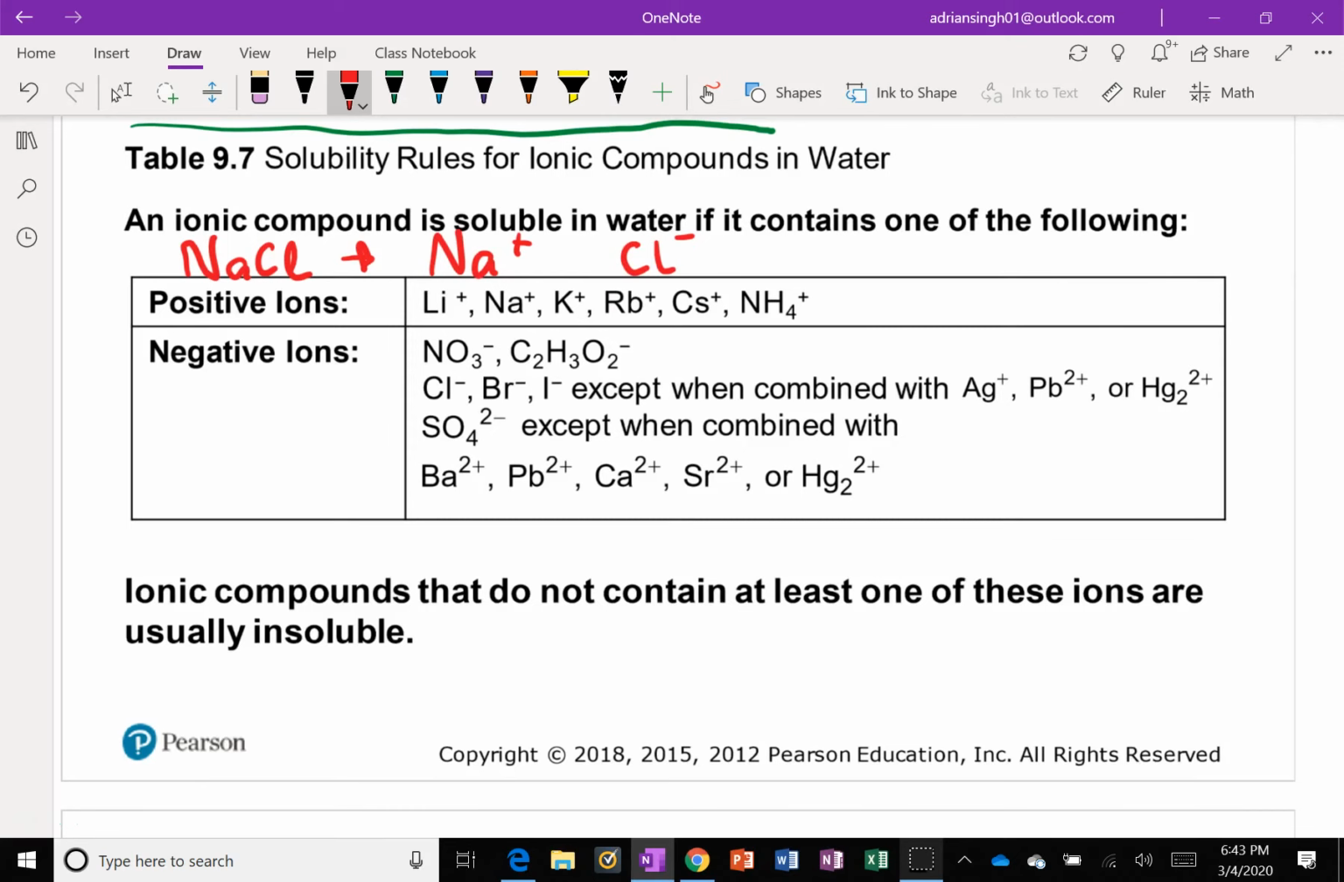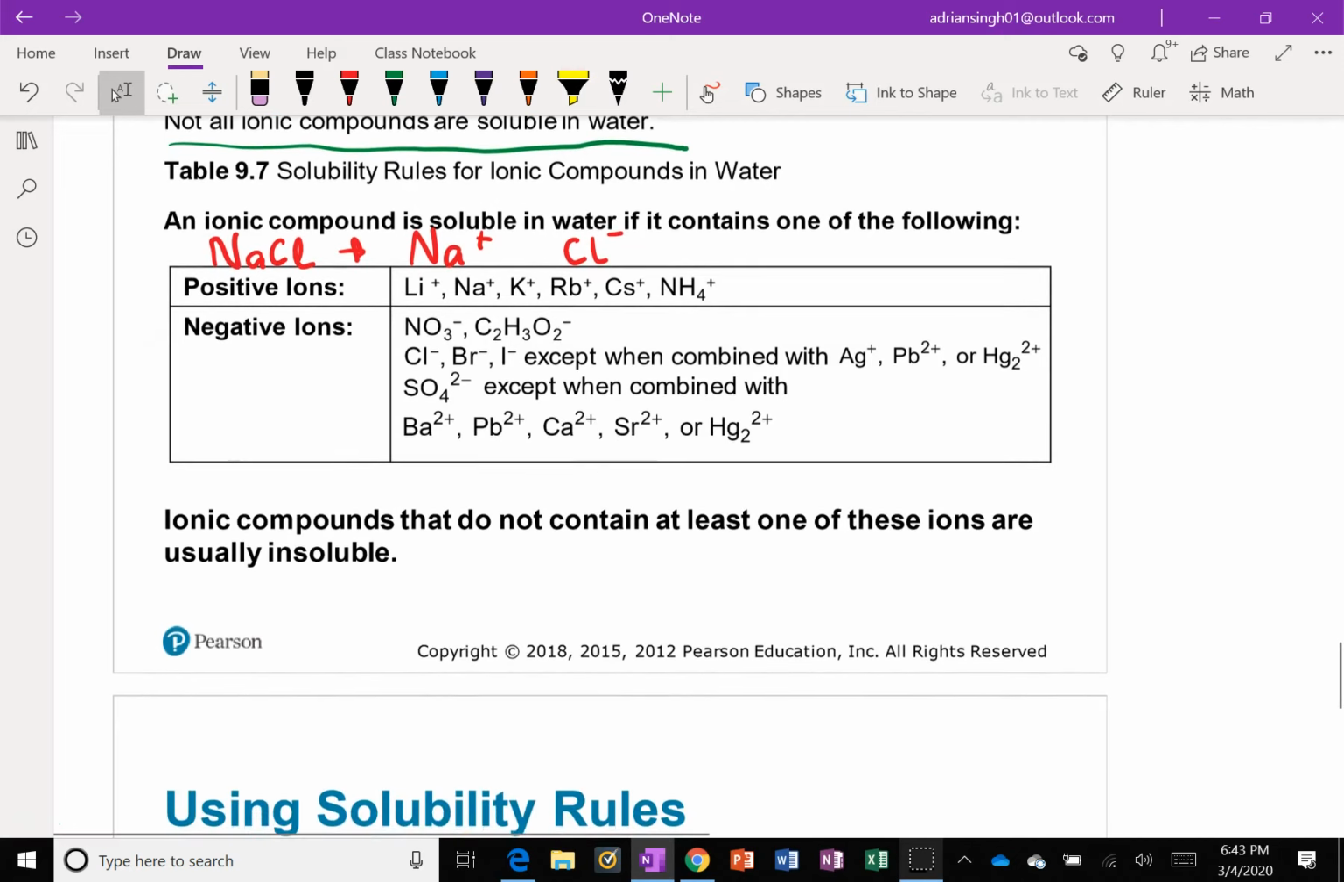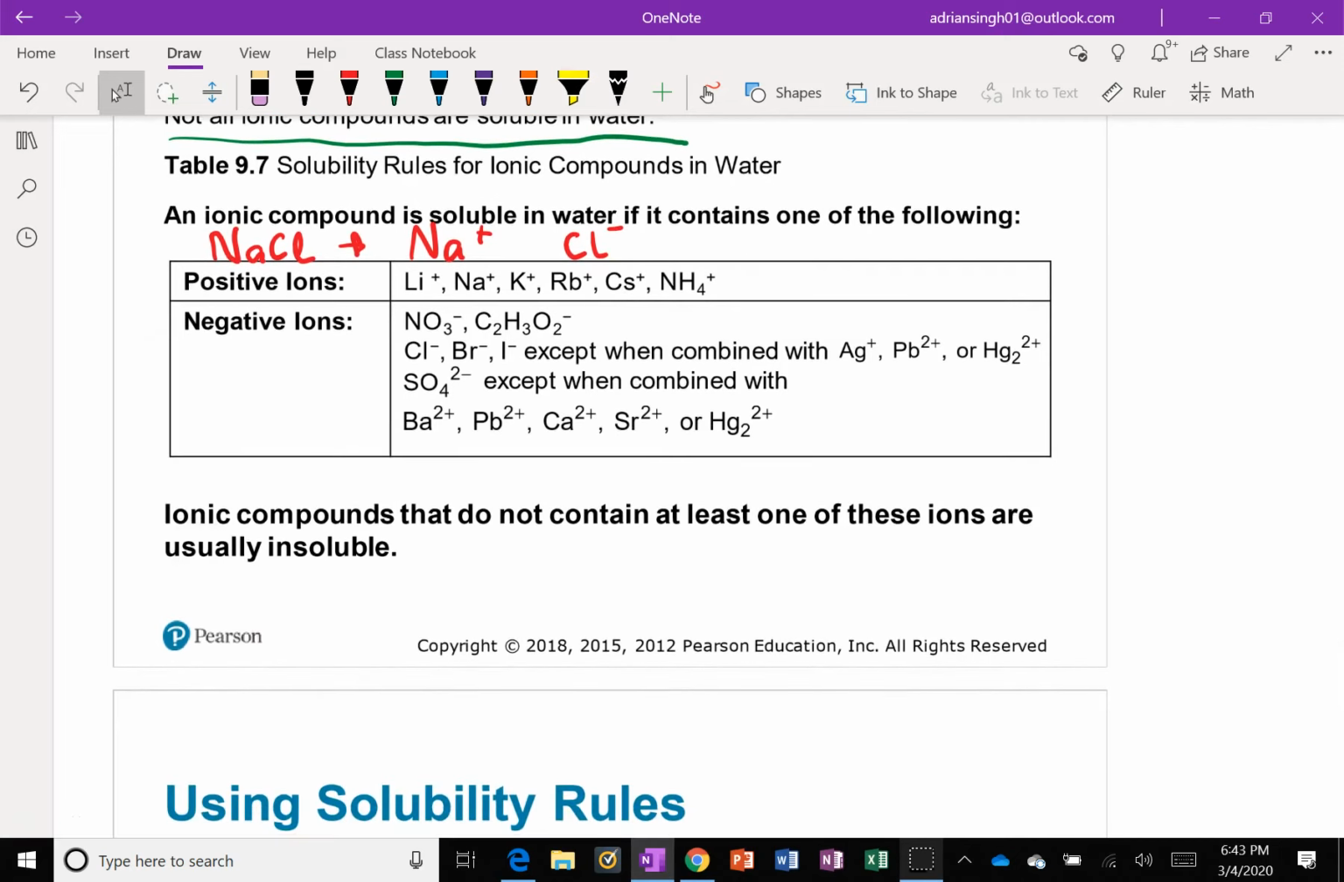You already knew that from your own personal experience. This is just confirming your observations. You've been seeing what you're supposed to be seeing when you add salt to water. It's supposed to dissolve. So ionic compounds that contain at least one of these ions on the table should be soluble in water. If you don't see the ions on this table, then we're going to assume that they are not soluble.